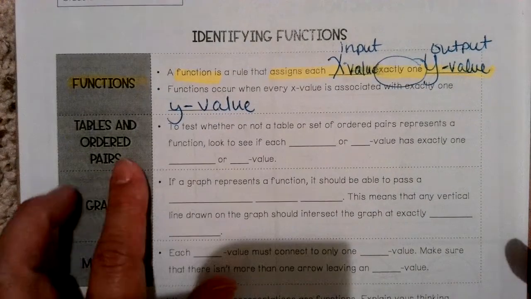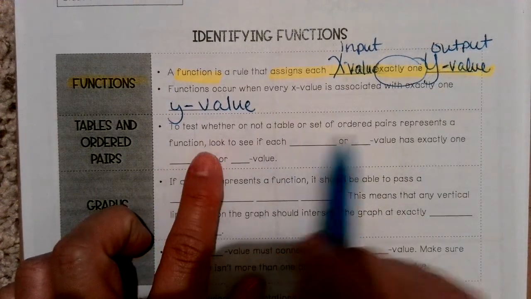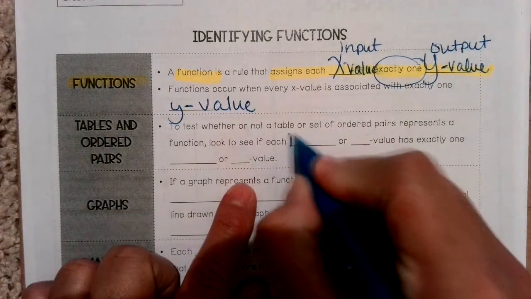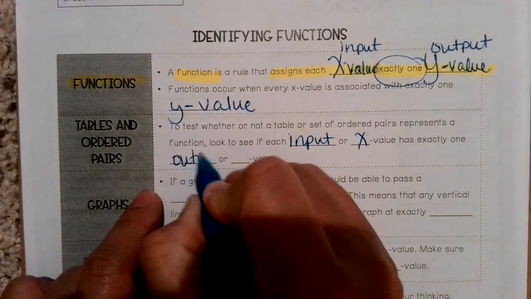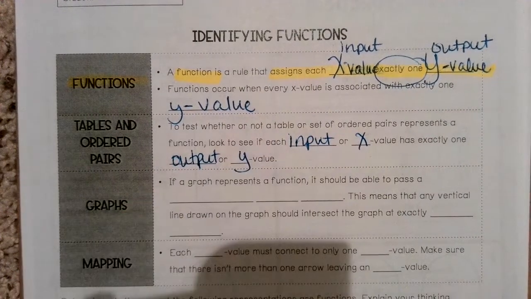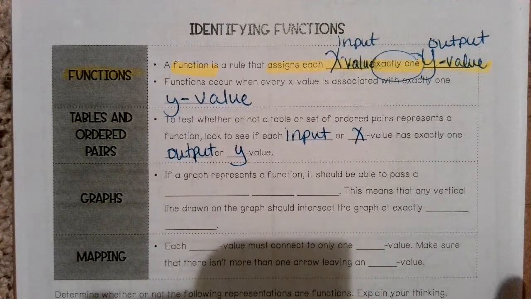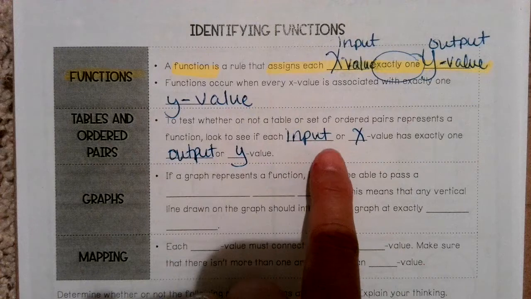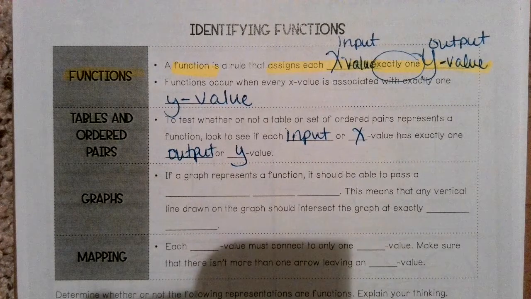So when you have tables and ordered pairs, so like number 1 and 2 at the bottom, to test whether or not a table or set of ordered pairs represents a function, look to see if each input or x value has exactly one output or y value. So we are still obviously talking about things on a graph and x and y values, input, output, but it's just a little different now. We're talking about is something a function or not. So this is how to test on a table or ordered pairs set. Is there only one y value to the x value? Is there only one output to the input?